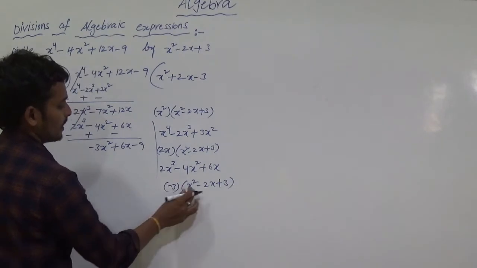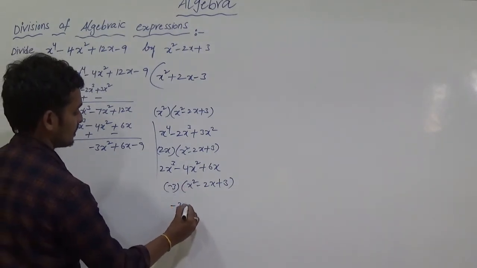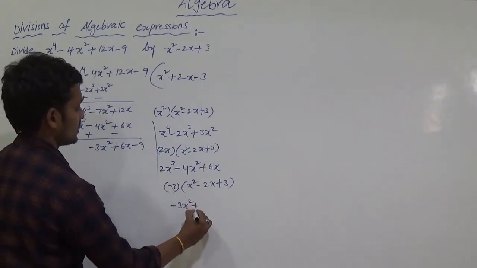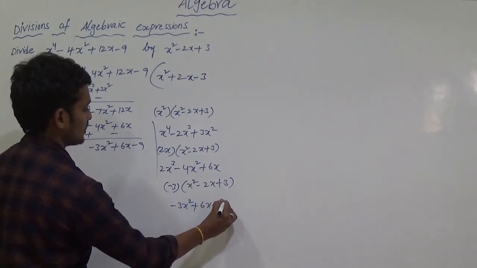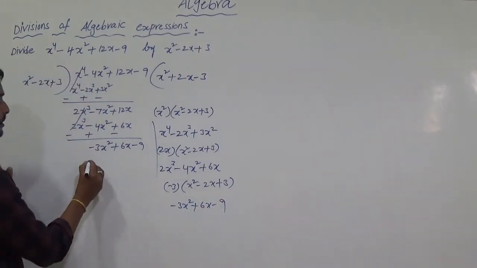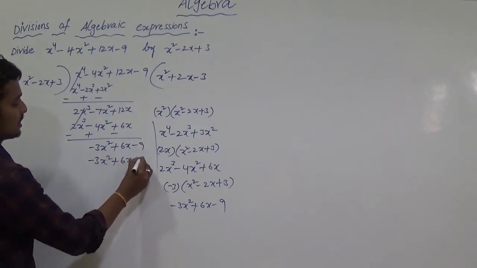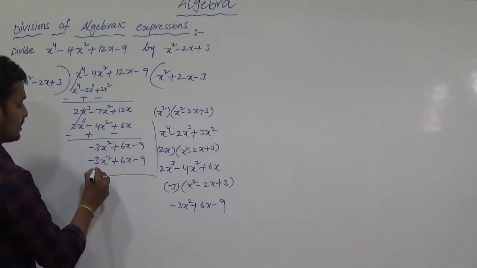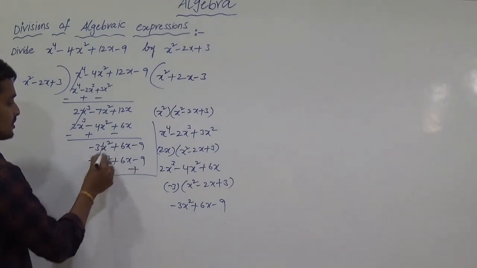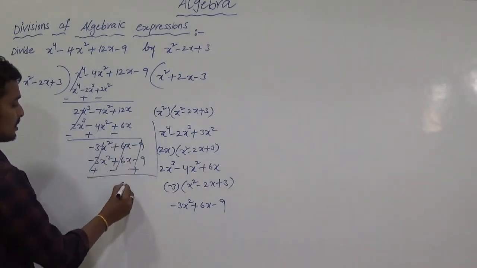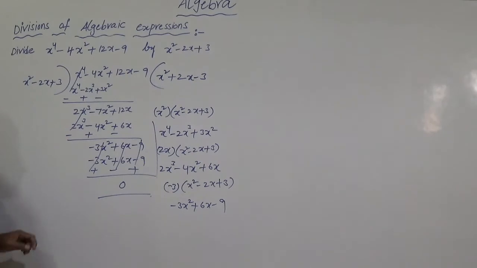Now multiply minus 3 into x square: minus 3x square. Minus into minus is plus, 3 2s are 6x. Minus 3 3s are 9. Now I am writing here: minus 3x square plus 6x minus 9. This is plus, minus, plus. These two cancel, these two cancel, these two cancel. So the answer is 0.